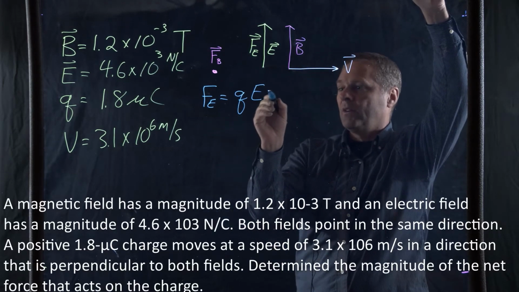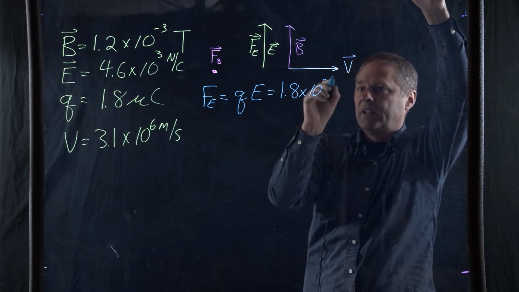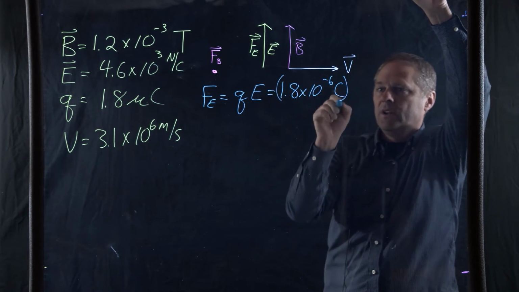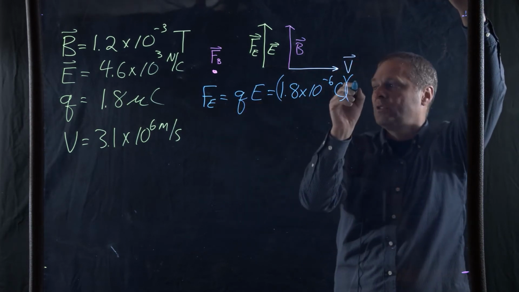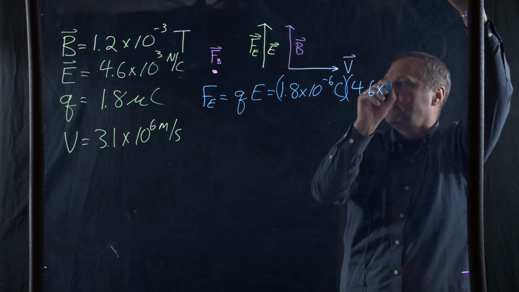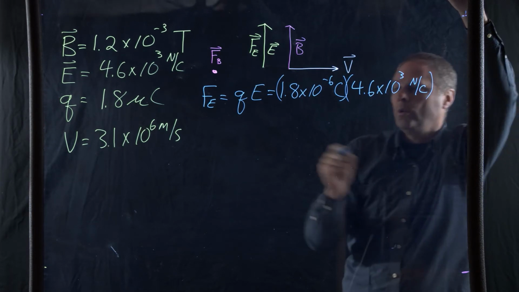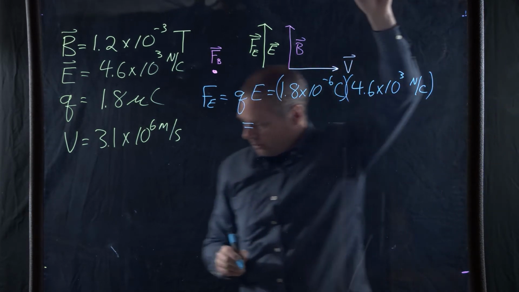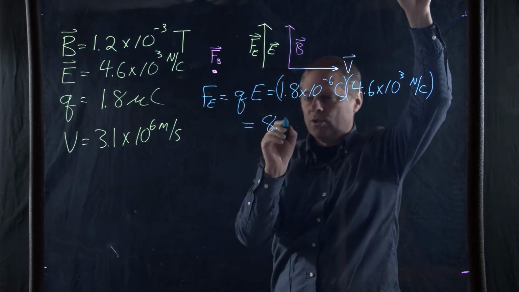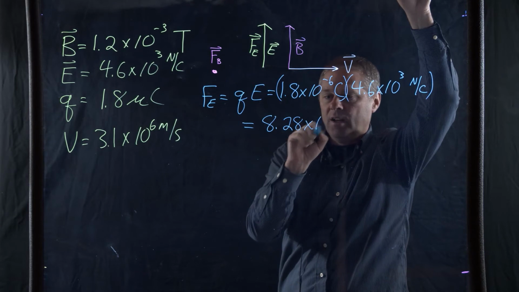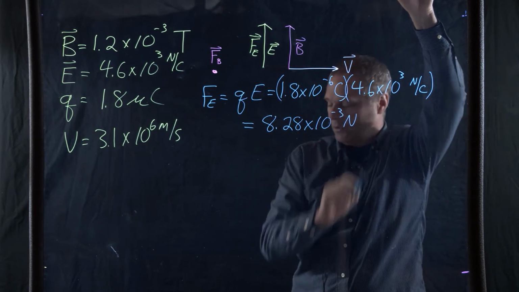And so our charge is going to be 1.8 times 10 to the negative 6 coulombs times now the electric field, which is 4.6 times 10 to the third newtons per coulomb. We do this quick arithmetic, and what we get is 8.28 times 10 to the negative third newtons.